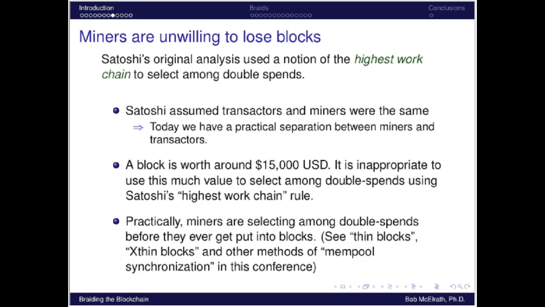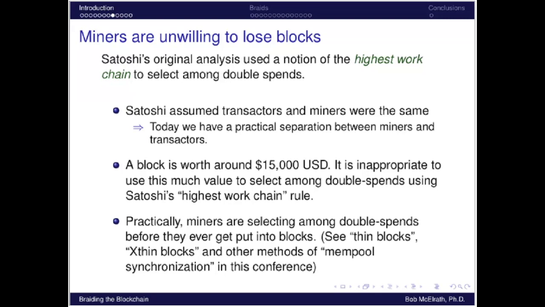We have an effective separation between miners and people making transactions. And $15,000 is a lot of money. Miners work very hard to not lose that $15,000. And in practice, Satoshi's original design was that you would choose which side of a double spend by the highest work chain. But in practice, miners are selecting among the double spends before they ever get put into blocks.